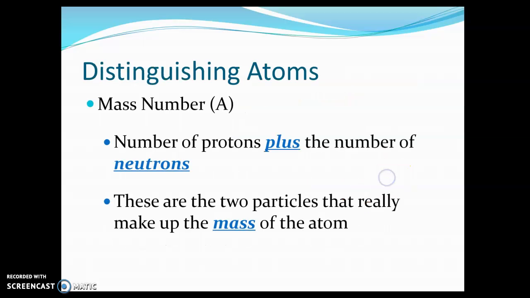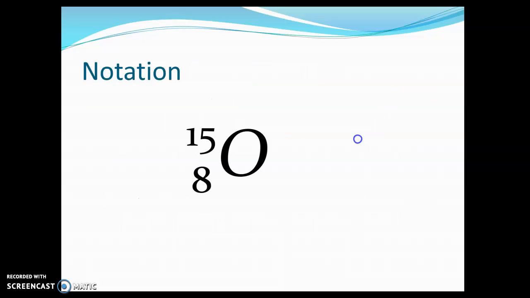Then we have the mass number, right? The number of protons plus the number of neutrons. These are the two particles that make up the mass of the atom. Because if you remember, the relative weight of the electron is 0. So the protons and neutrons are what make up the weight, the mass of the atom.